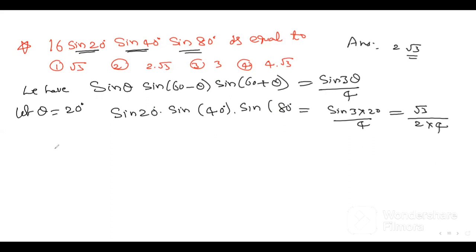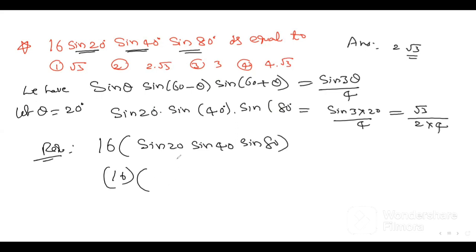Here, so what is required here? Required is 16 times sine 20, sine 40, sine 80. So 16 times sine 20, sine 40, sine 80 value, we have got it as root 3 by 8. So 8 and 8 get cancelled. What we get here as answer? 2 root 3.